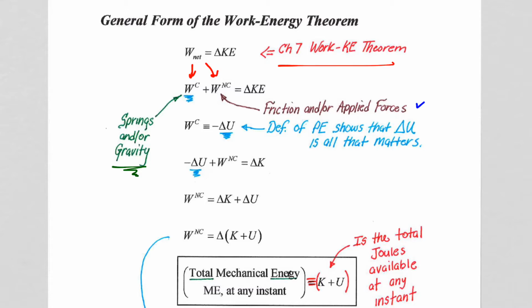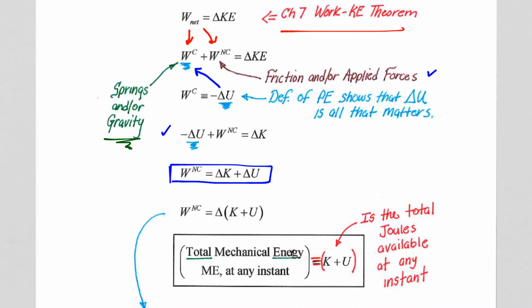All we are doing here, quite simply, is plugging in negative delta U for work conservative. So we go from our work kinetic energy theorem very quickly to negative delta U plus work non-conservative equals delta K. We just rearrange the equation, and there you have it. This is our generalized equation. Now we're going to use a slightly different form for it, so we'll get to that in 2 seconds.